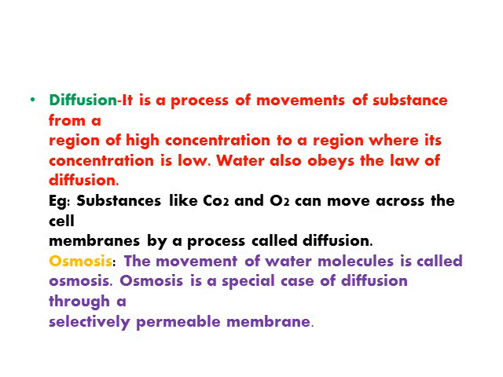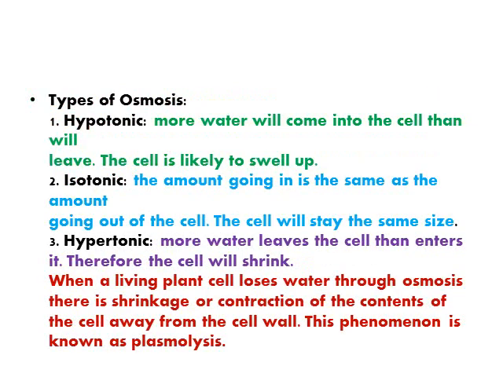Types of osmosis. Hypotonic. More water will come into the cell than will leave. The cell is likely to swell up. Isotonic. The amount going in is the same as the amount going out of the cell. The cell will stay the same size. Hypertonic. More water leaves the cell than enters in. Therefore, the cell will shrink.